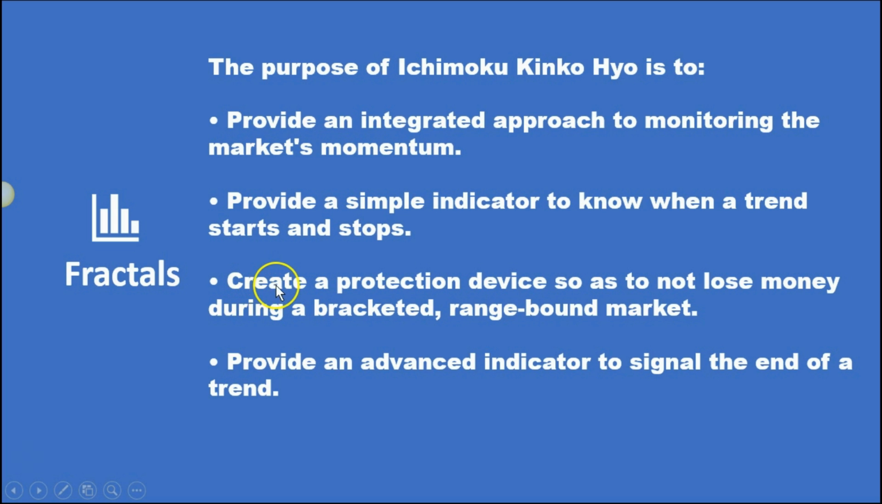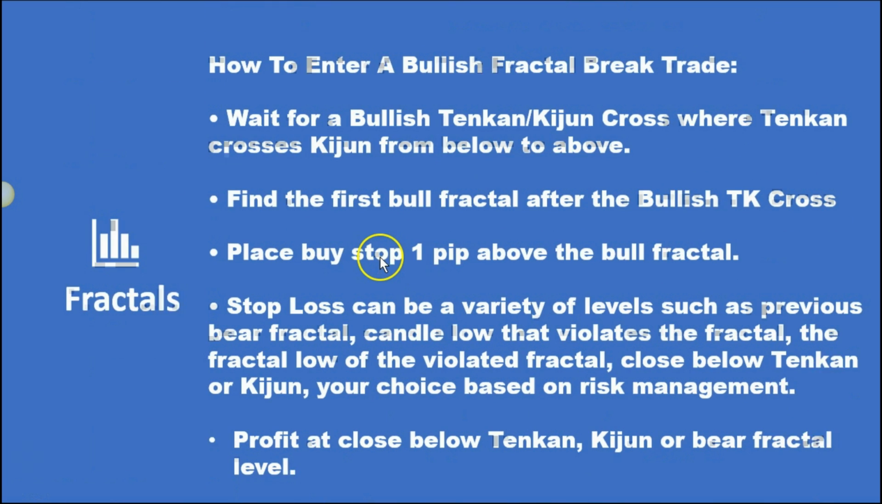It creates a protection device as to not lose money during a bracketed range-bound market. When you see a flat Tenkan-sen, a flat Kijun-sen, a flat cloud, you know you're in a range-bound market. And it provides an advanced indicator to signal the end of a trend. Pretty much the same thing as the alligator. So therefore, we're going to use Ichimoku to our advantage and trade with that.